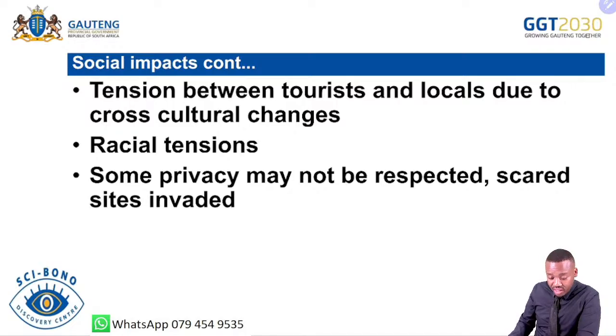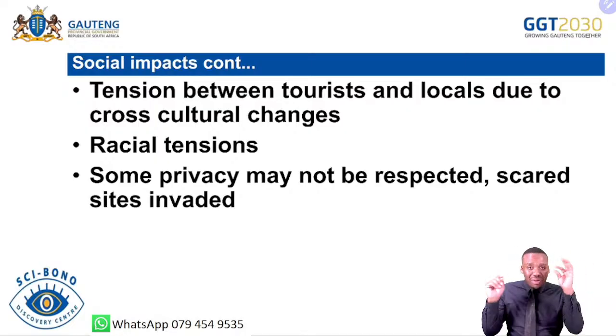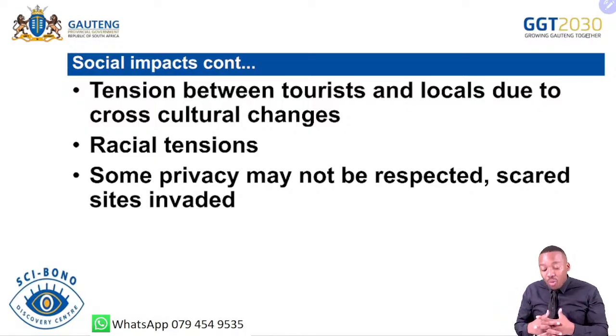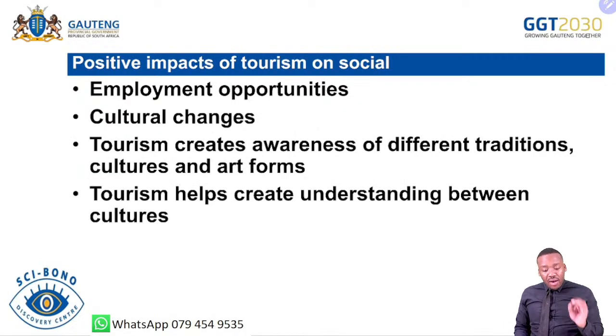Now let's move to how we can reduce the negative impacts. Another one is racial tensions. Some privacy may not be respected. Sacred sites may be invaded by tourists. Because of cultural differences, some privacy may not be respected. Tourists may go to an area of poor people, and when they get there they just take pictures. This can cause tensions between tourists and locals due to cross-cultural changes. I spoke about this. These can be some of the negative effects of tourism.